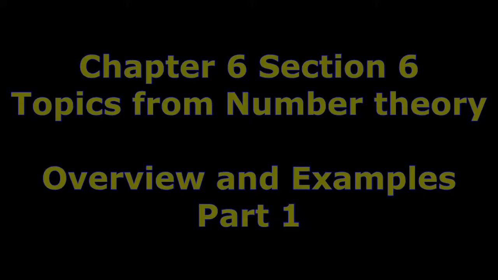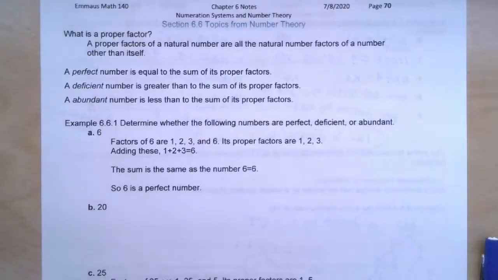We are in section 6.6, topics from number theory. The first thing that we're going to talk about here is what is a proper factor, and then we're going to use the idea of proper factors to determine if a number is perfect, deficient, or abundant. A proper factor is a factor of a natural number that is not the number itself.